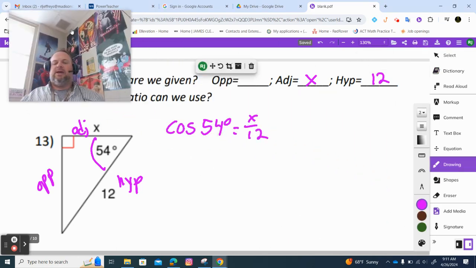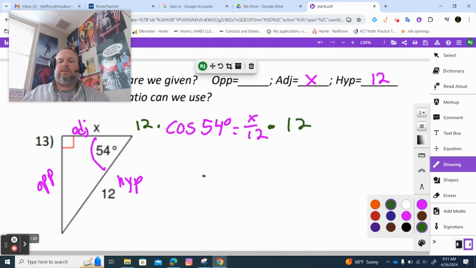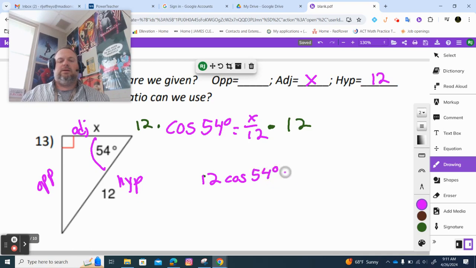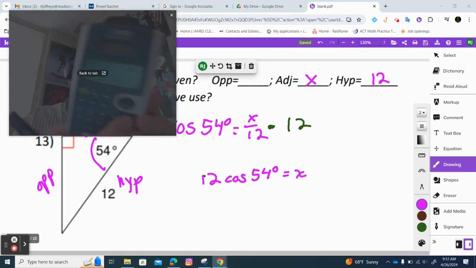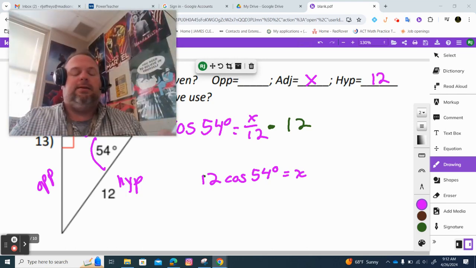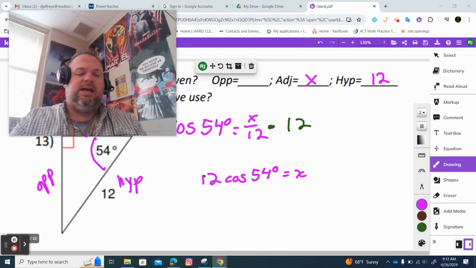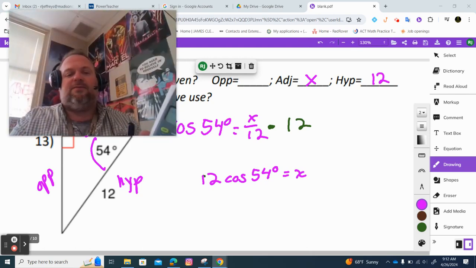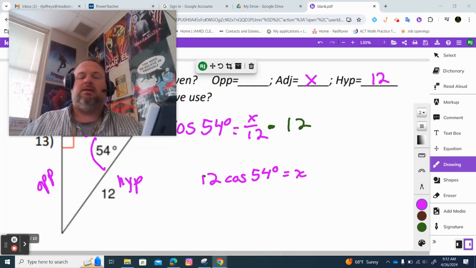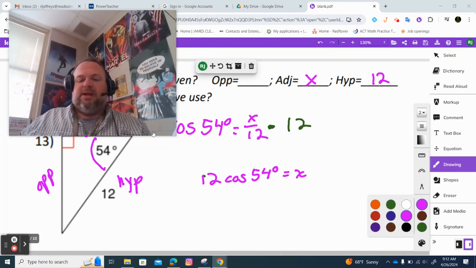All right. So we have this equation. We can solve it by multiplying by 12. So we'd have 12 cosine of 54. And guess what? We would actually just type it into the calculator just like that. So make sure to clear everything out. 12 cosine 54. Enter. 7.05. It doesn't matter if you close the parentheses.